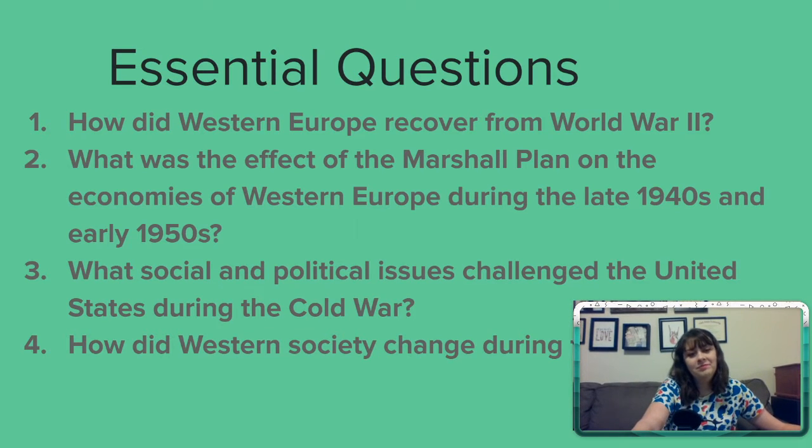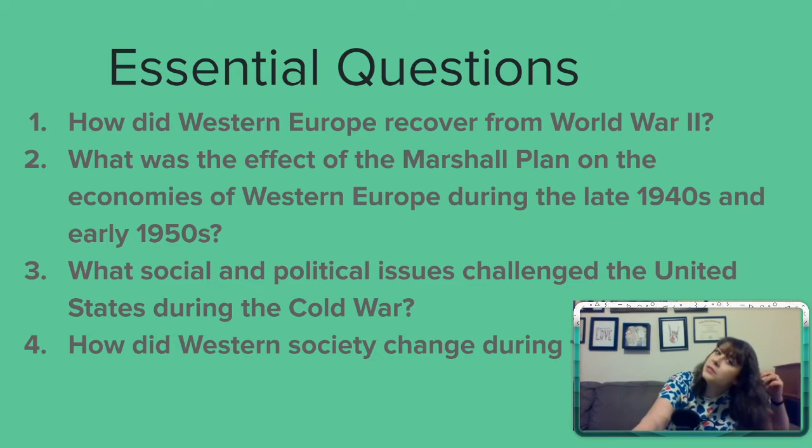Anyway. Here are those essential questions again. How did Western Europe recover from World War II? Part of it's going to be investors from the United States. Part of it's going to be the Marshall Plan. Number 2, what was the effect of the Marshall Plan on the economies of Western Europe during the late 1940s and early 1950s? It does a great job, right? Their economies are pretty good in the 50s. It's growing their economies.